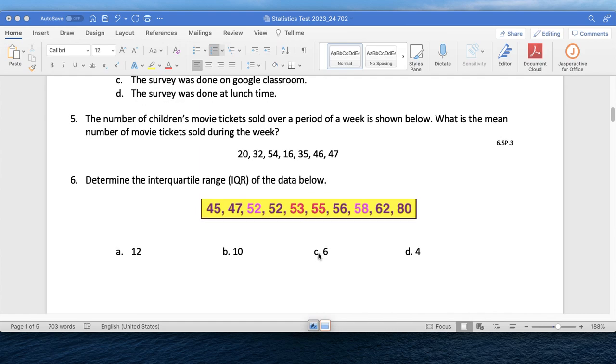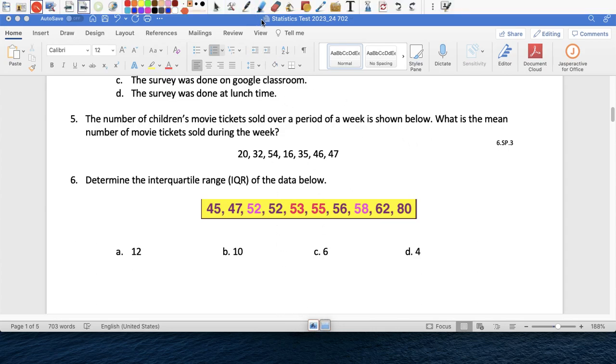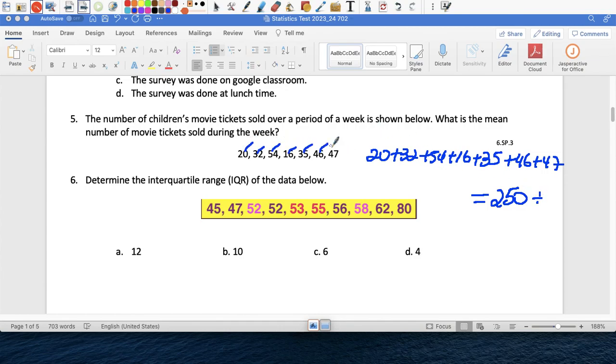What is the mean? So this is the number of children's movie tickets. And we want to find the mean, so we have to add. So remember, we're doing the mean. So it's 20 plus 32 plus 54 plus 16 plus 35 plus 46 plus 47. So use your calculator. Enter, we get 250. And then we have to divide that by 1, 2, 3, 4, 5, 6, 7. We have to divide that by 7.